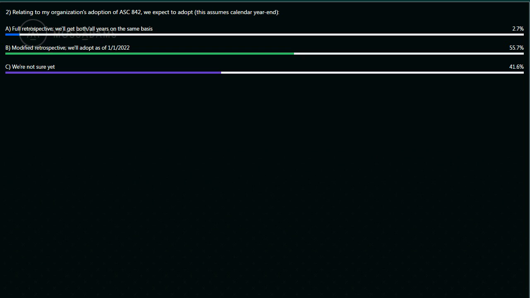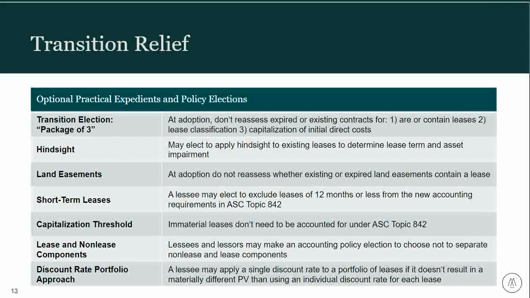So with our transition and adoption, the standard setters have been kind and offered some practical expedients and some relief. Those at the top, the first 3, are upon transition, upon adoption. Those are one-time elections upon adoption. The 4 at the bottom are accounting policy elections. So those are ongoing, day 2 type items, certainly really important decisions to evaluate and consider.